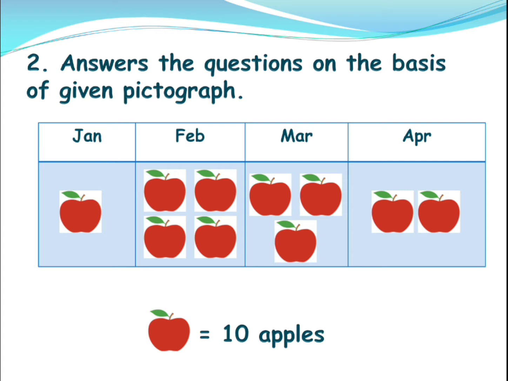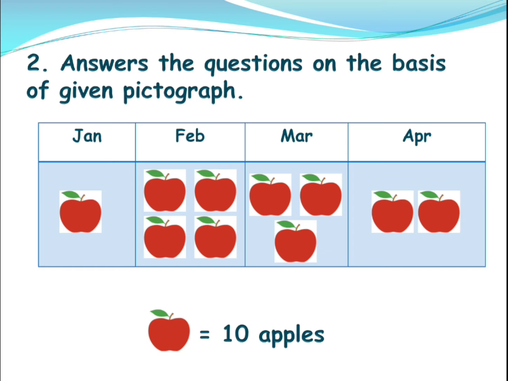Okay, so here they have given a table with the pictures, isn't it? So answer the questions on the basis of the given pictograph. Here there is a table in which you have months: January, February, March, April. In January you have one apple, in February you have four apples, in March you have three apples, and in April you have two apples, isn't it, children? But below the table it is given that one apple is equal to 10 apples.